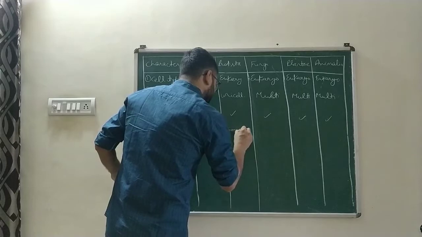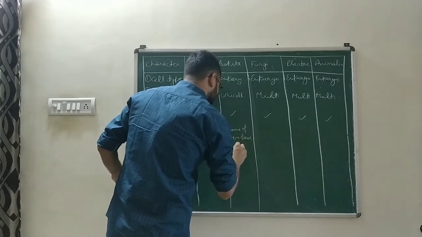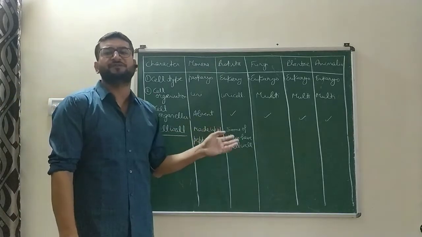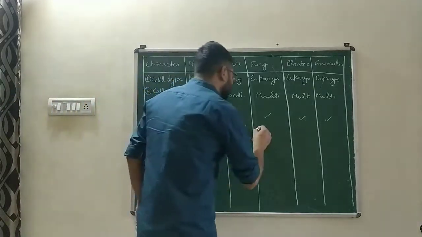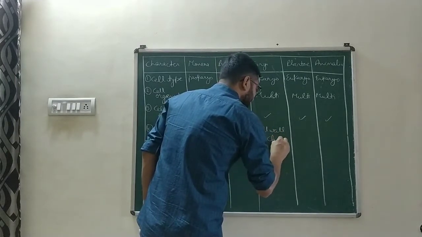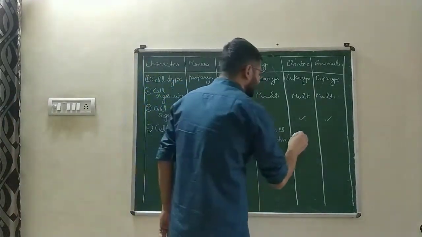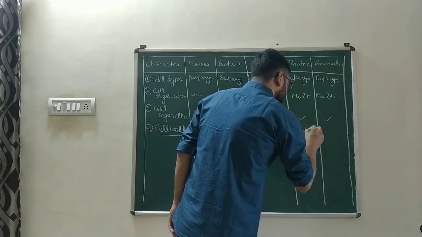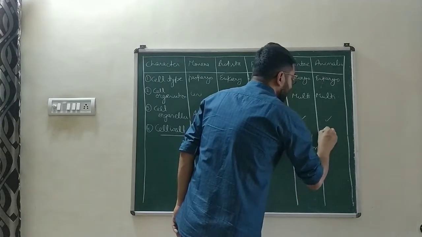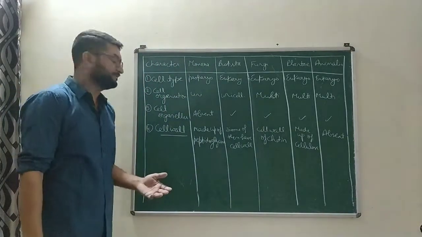Some of the protists have cell wall. Not every protist contains the cell wall. Few of them have the cell wall. Fungi have cell wall, which is made up of chitin. Plantae, as we are aware, the plant cell contains cell wall, which is made up of cellulose. And in Animalia, the cell wall is absent. Animal cells do not possess a cell wall.